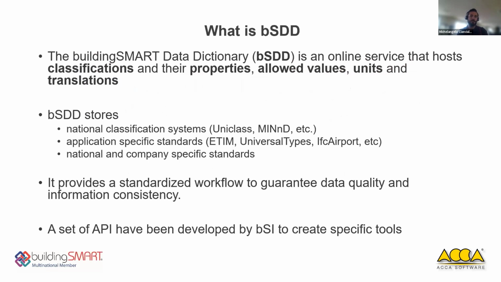So let's introduce the topic of the bSDD. Let's see what it is. It is actually an online service and hosts basically classifications and related properties with allowed values, units, and translations. So basically, the bSDD is where you would like to store national classification systems. There are some examples like Uniclass, Mind, and so on. But also application-specific standards like ATIM, universal types, the new entities from IFC airport, and so on. But also national and company-specific standards.